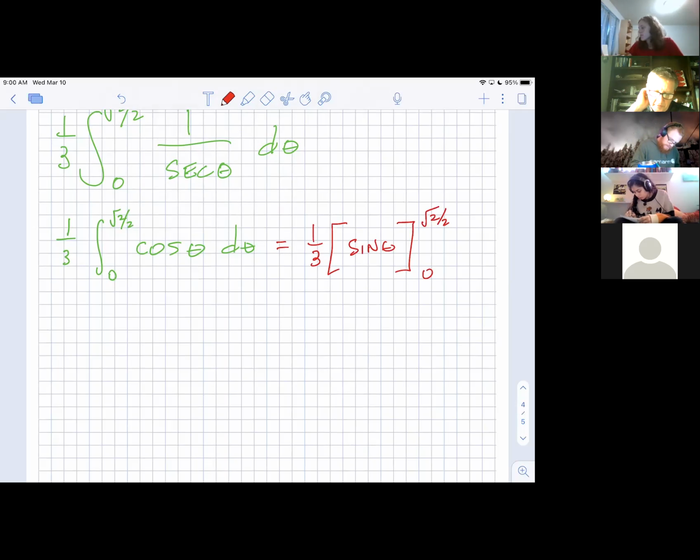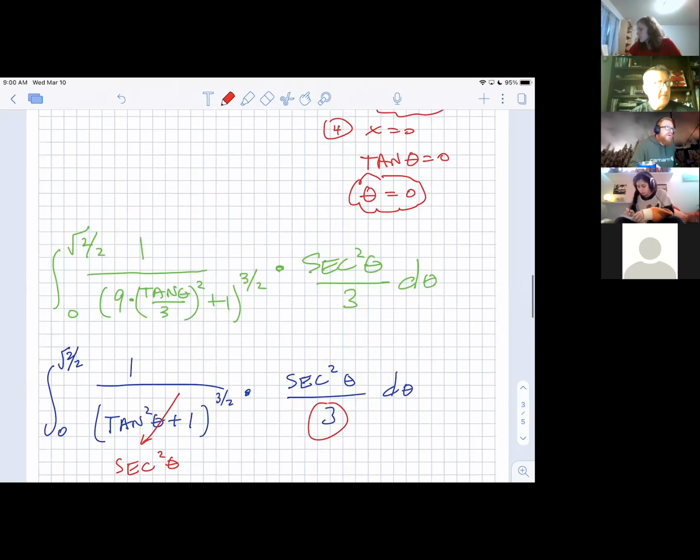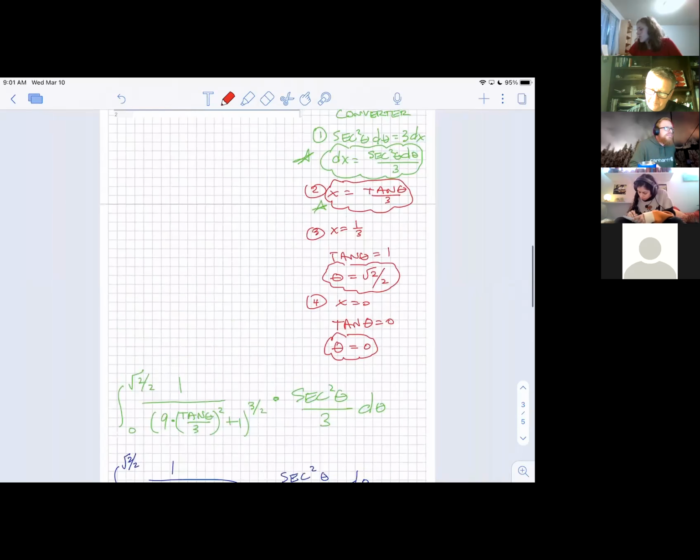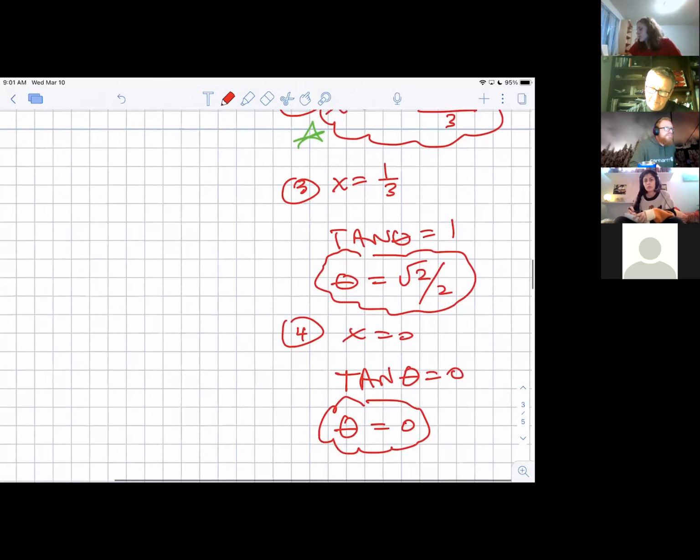I said pi over 2, but square root of 2 over 2. Actually, I did something else dumb that none of you corrected me for, that I should have fixed along, that I should not have done. What's wrong with that statement right there? Didn't we say theta was 45 degrees?